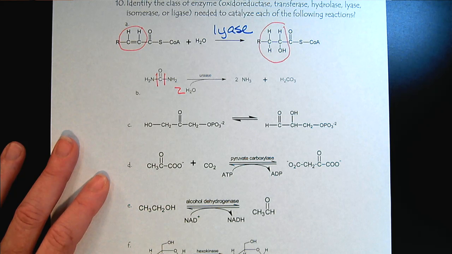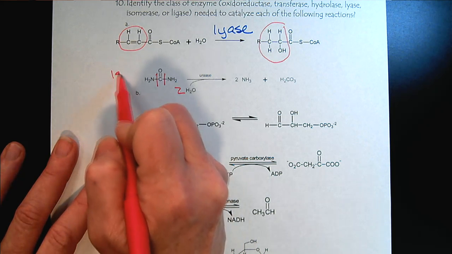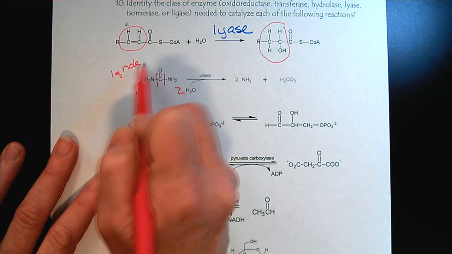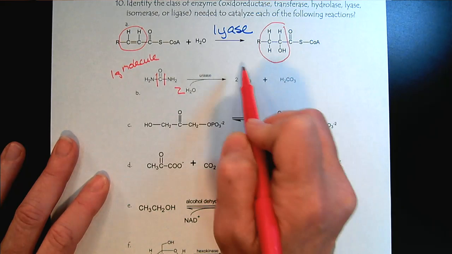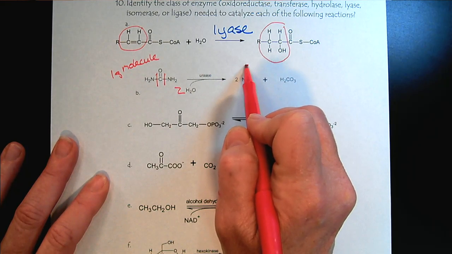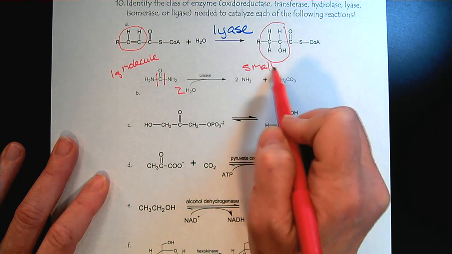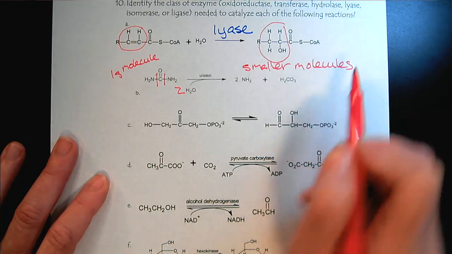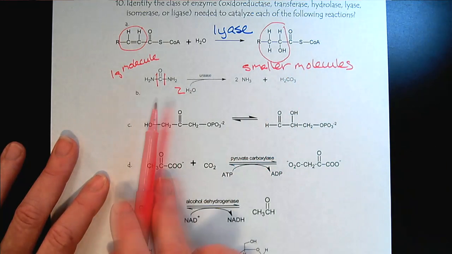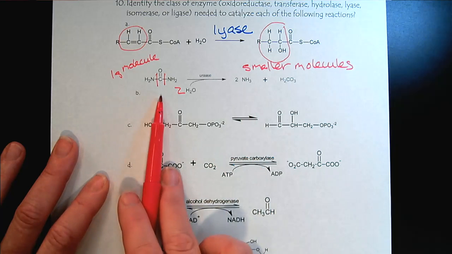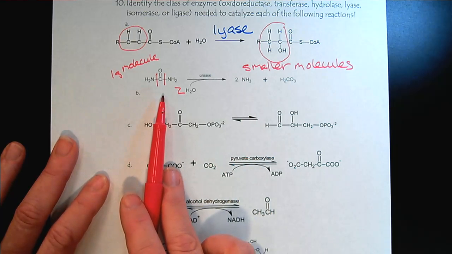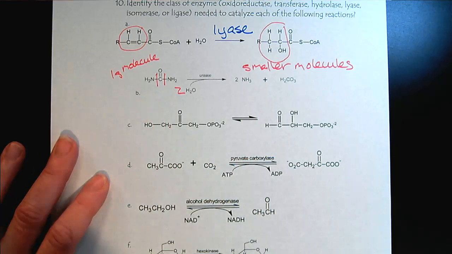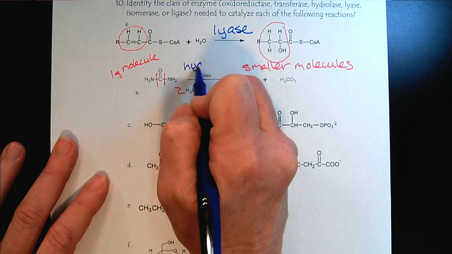So we've gone from a large molecule to smaller molecules. And remember, everything's relative. I know urea doesn't look that big compared to some things we've been studying, but if we compare substrate to products, it's the biggest molecule in this reaction. So this is definitely an example of a hydrolase.